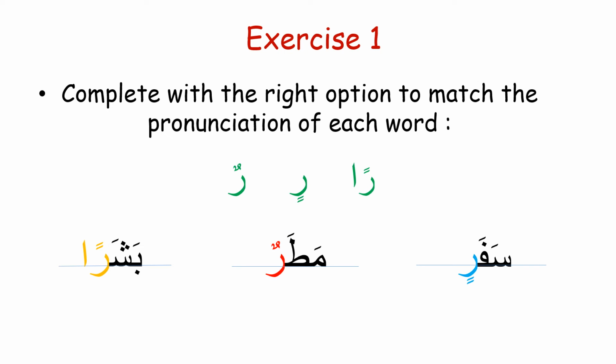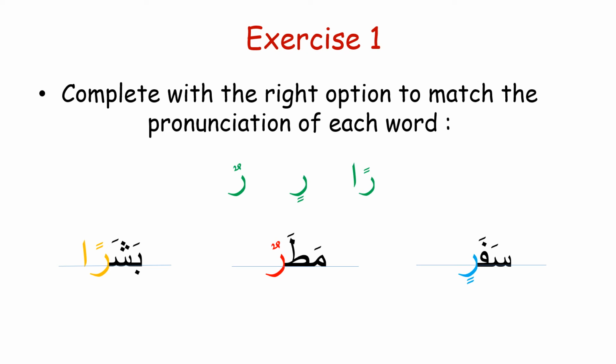سفر ends with a re sound joined to an N, and that's the sound of double كسرة, i.e. تنوين الكسر. So the right option is the second one. Moving on. مطر ends with a ru sound joined to an N, and that's the sound of double ضمة, i.e. تنوين الضم. So the right option is the third one.